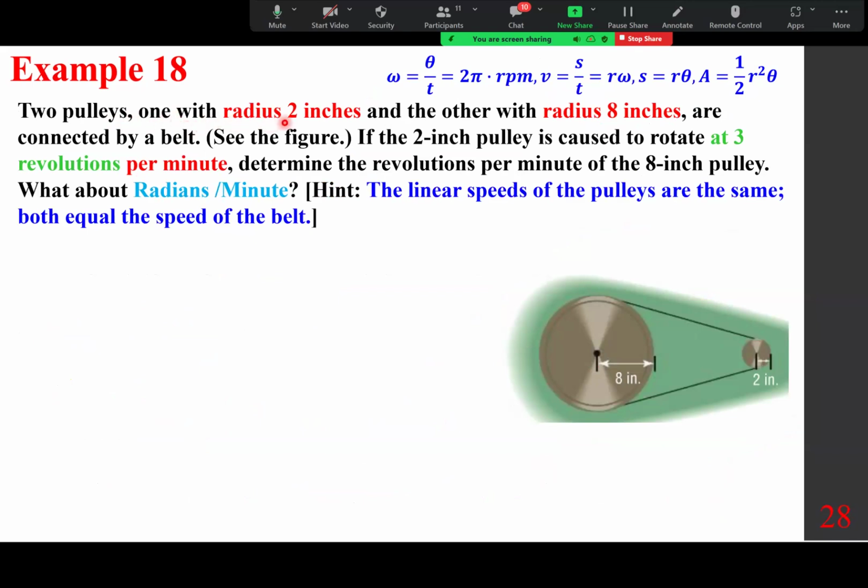Okay, two pulleys, one with radius 2 inches and the other with radius 8 inches. So this is 2, this is 8. The bigger one, 8 inches. The smaller one, 2 inches of radius. Are connected by a belt. If the 2-inch pulley is caused to rotate at 3 revolutions per minute, so it's going to do 3 revolutions each minute, determine the revolutions per minute of the 8-inch pulley, and what about radians per minute? And the hint is that when that happens, class, the linear speeds of the pulleys are the same, both equal the speed of the belt. That is fascinating. So as the belt is moving, the same speed it gives to each pulley.